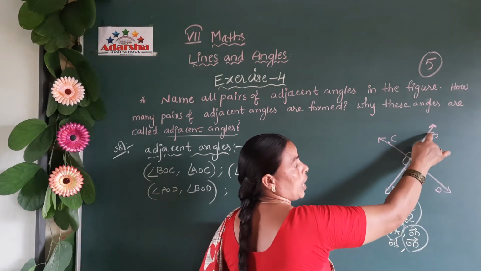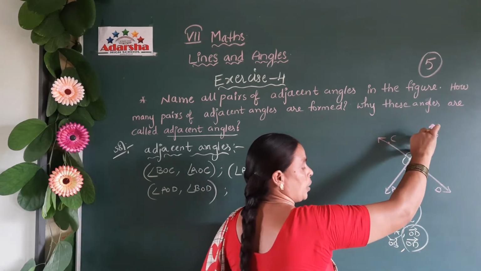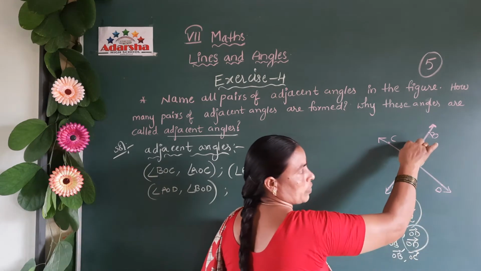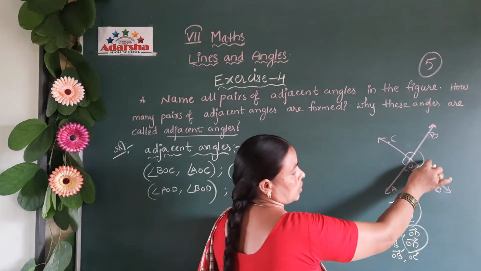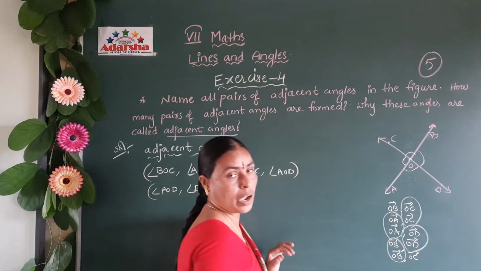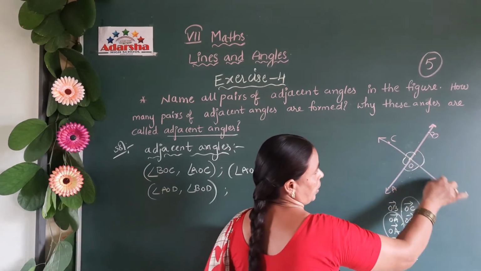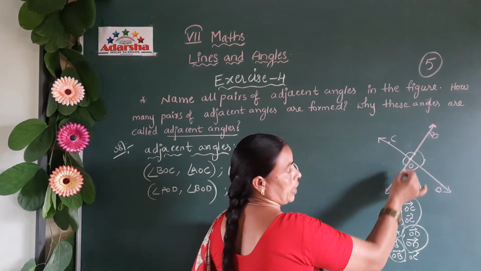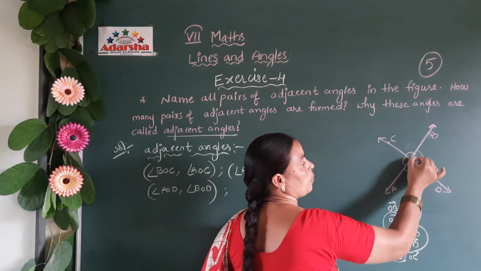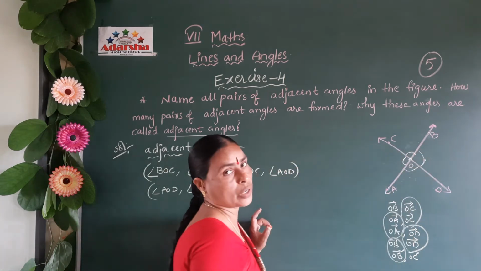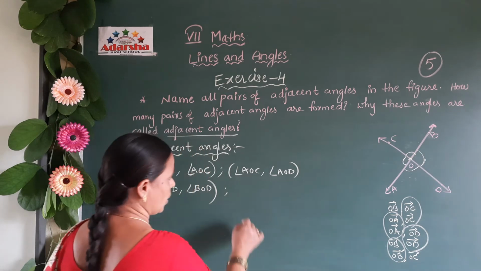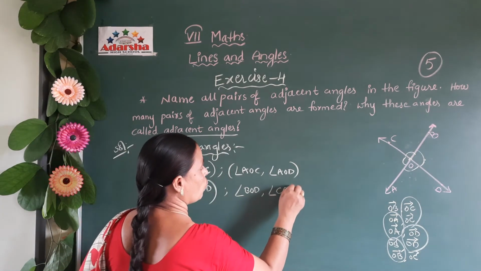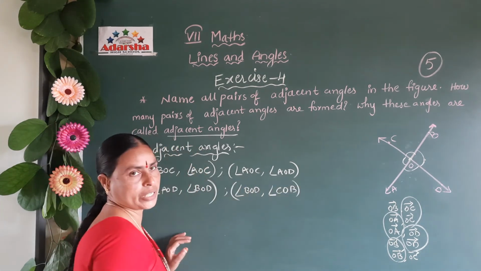And what are the arms of angle BOC? OC and OB, or OB and OC, are the arms of angle BOC. So here, OB is the common arm. Angle BOD and angle COB have the common arm OB. So they have the common vertex O and common arm OB. So these two angles are also called adjacent angles. Angle BOD and angle COB are the fourth pair of adjacent angles.